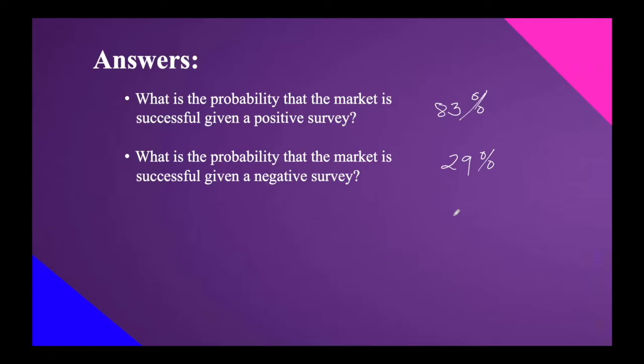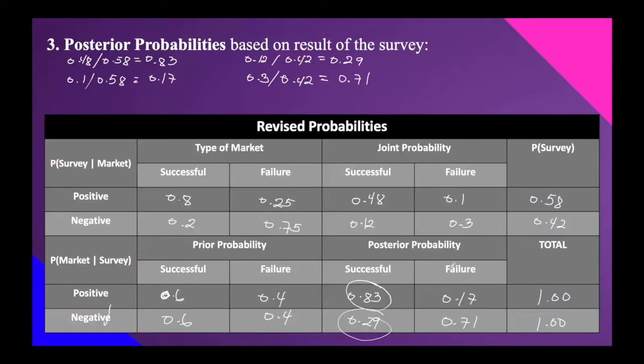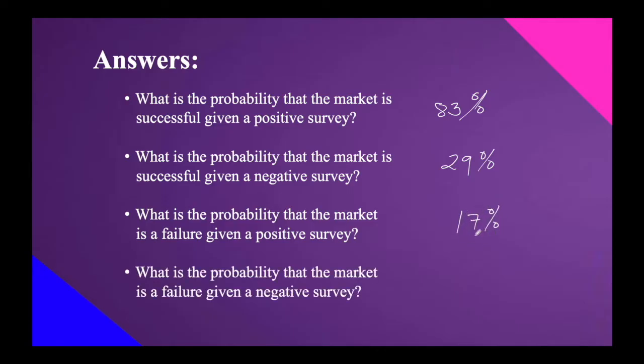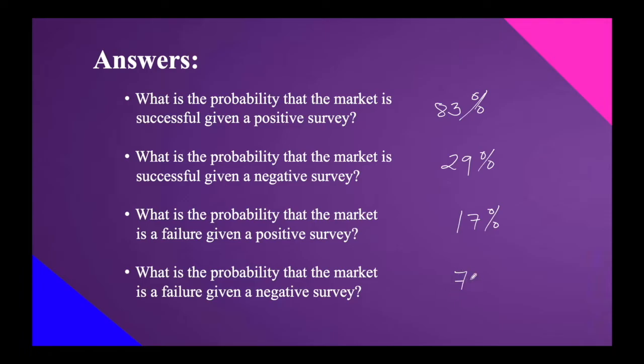Okay, so for the third one, what is the probability that the market is a failure given a positive survey? So, let's go sa ating table. Failure given positive na survey, 17%. 0.17. And next, the last one, what is the probability that the market is a failure given a negative survey? Failure given a negative survey, 0.71 or basically 71%. So, ayan ang answers natin sa first part ng ating first set rather ng ating example.